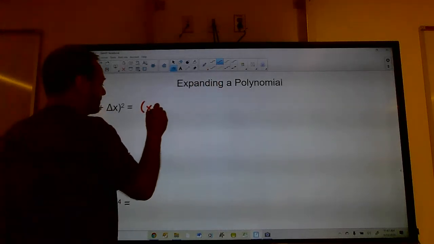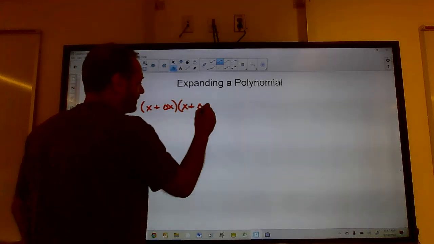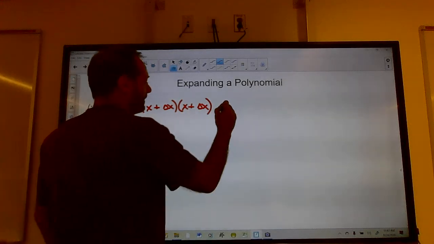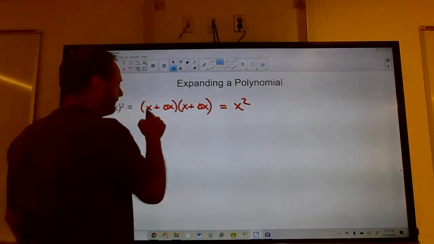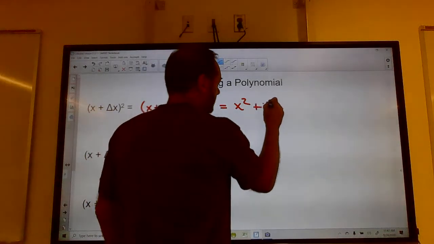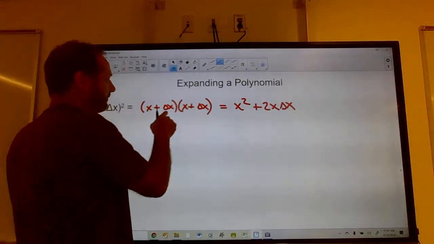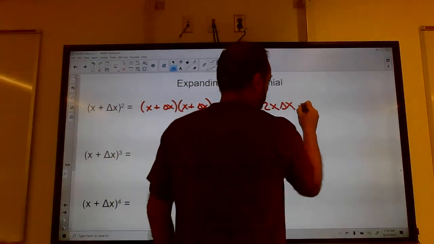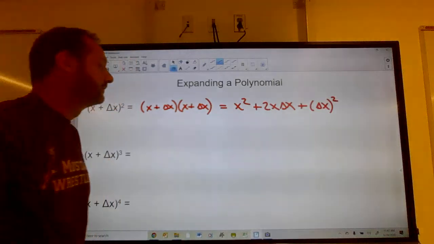So this would be x plus delta x times x plus delta x. So that would be, if I FOIL that, first would be x squared. Outside would be x delta x. Inside would be x delta x. So that's plus 2x delta x. And then last would be delta x times delta x, which is delta x squared.